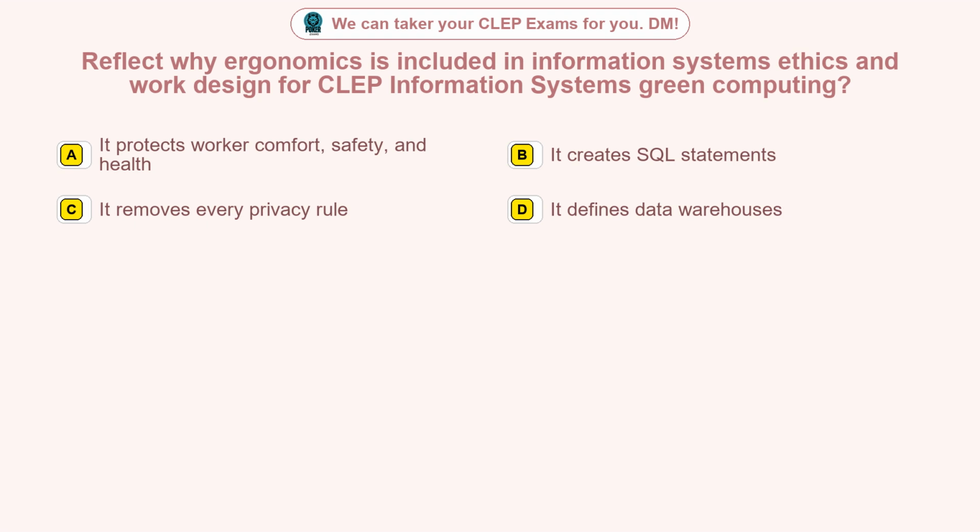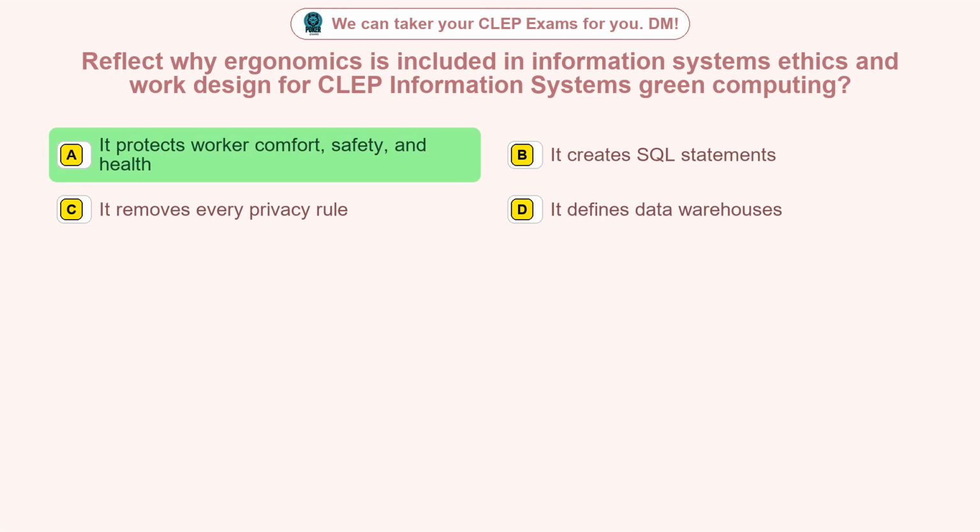Question 100. Reflect why ergonomics is included in information systems ethics and work design for CLEP Information Systems green computing. Option A. It protects worker comfort, safety, and health. Option B. It creates SQL statements. Option C. It removes every privacy rule. Option D. It defines data warehouses.